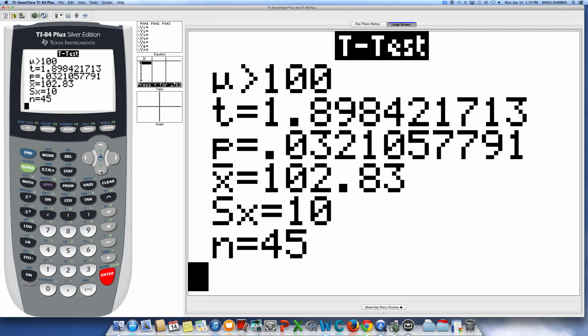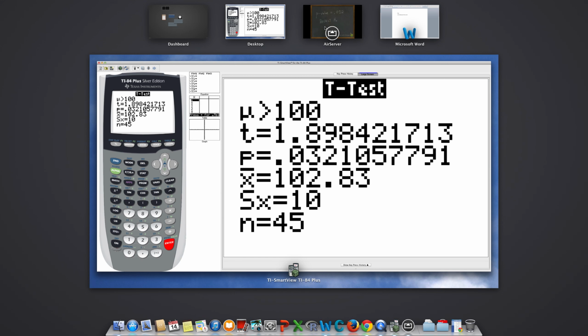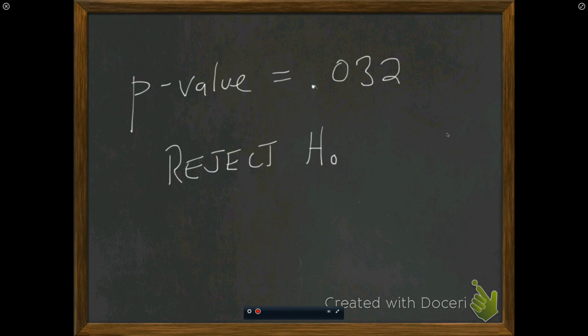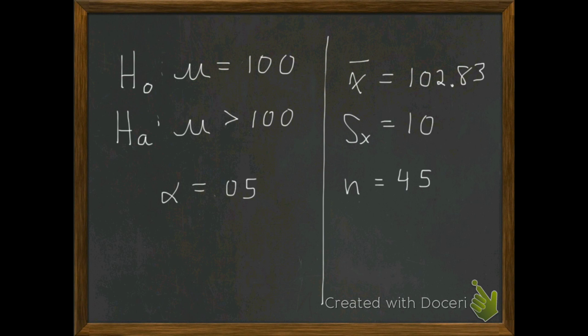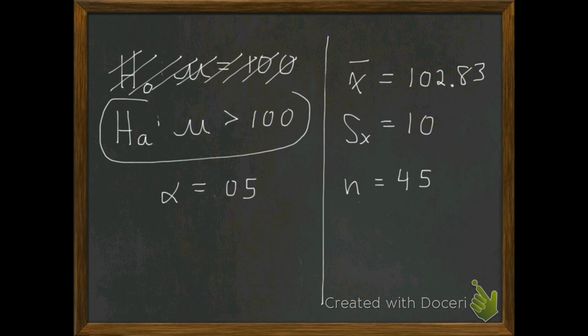All right. So let's go back over to what I'm writing on. So we have a p-value of 0.032, so we reject the null. So our test is pretty conclusive here. There is evidence that we should reject the claim that the mean is equal to 100. And we find from our test of hypothesis that the mean is greater than 100.